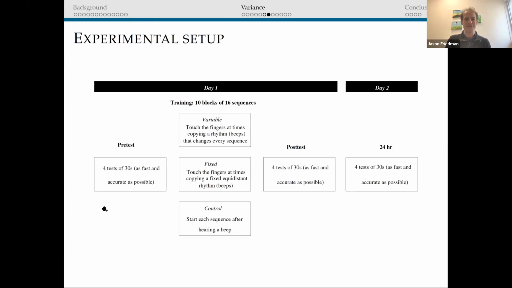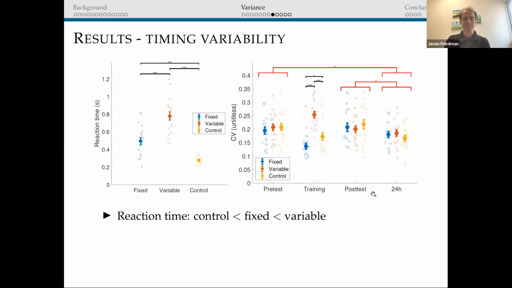And so the pre-test and the post-test is the same for all the groups. Just do 4 tests, 30 seconds as fast and accurately as possible. Only during the training is it different, and all the groups have exactly the same number of trials, 10 blocks of the 16 sequences. And we brought them back on the second day as well to check for consolidation. So here's the results. The first thing we measured was the reaction time, how long after the beep they started moving, as a rough measure of cognitive load.